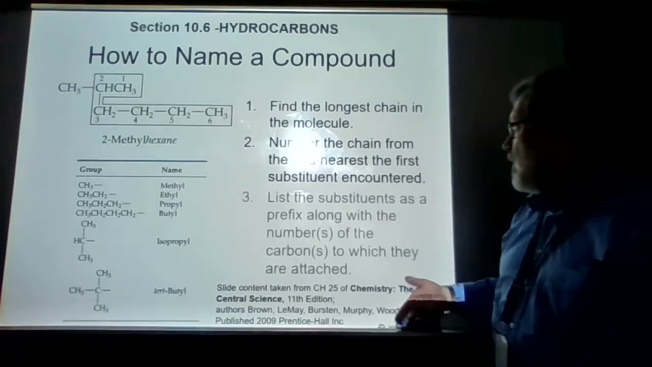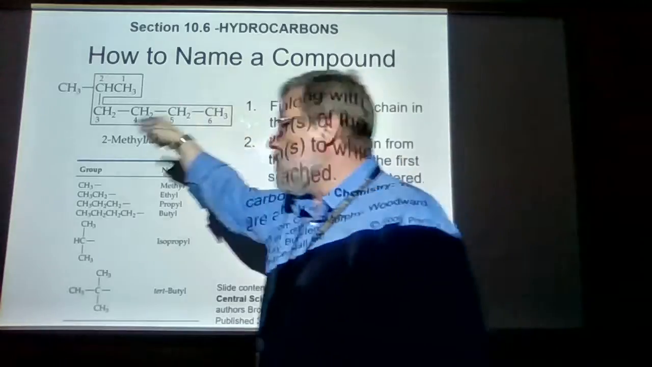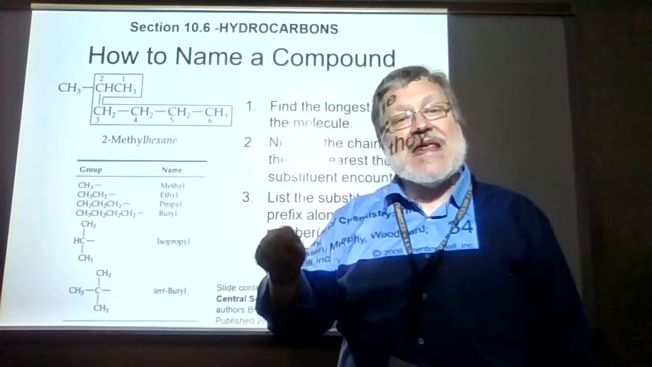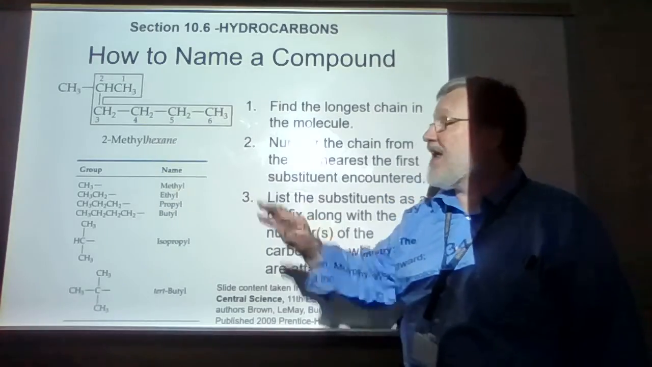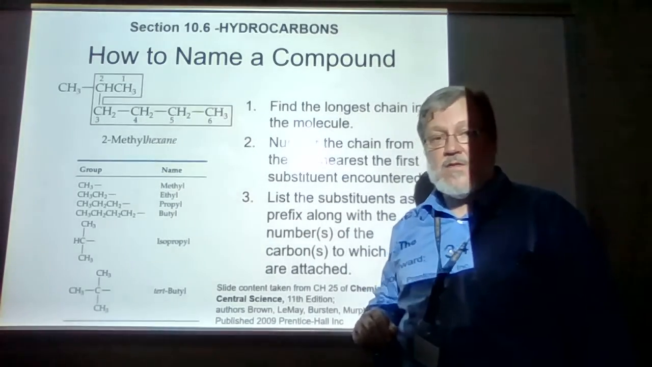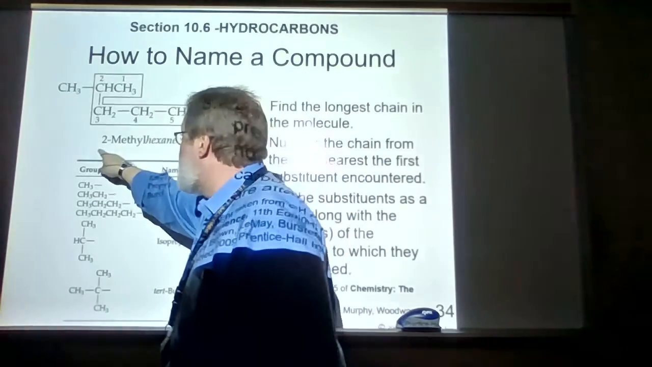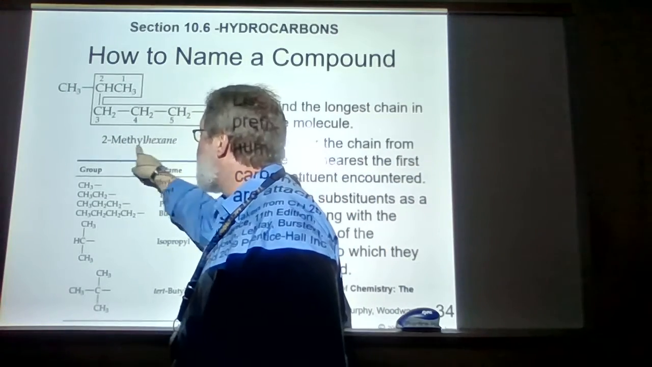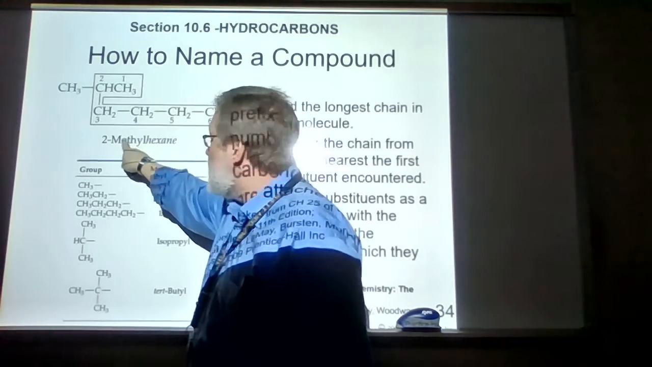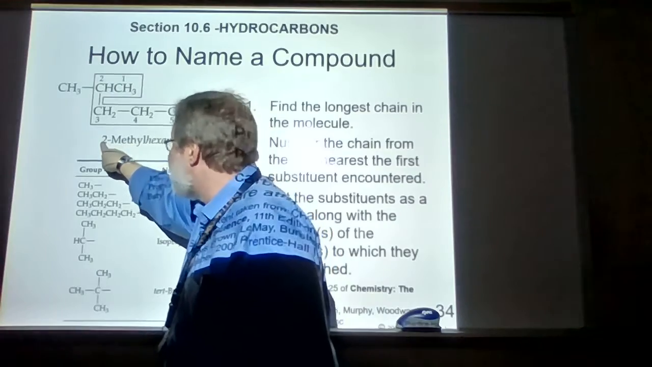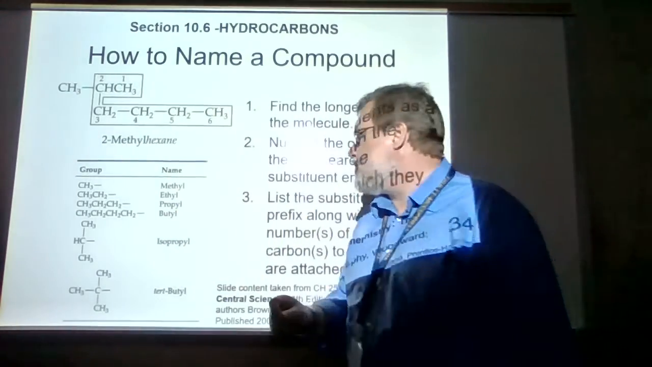Then we need to list, okay, what is it? It's a methyl group. Where is it? We need to use a number where along that 6 carbon chain that single carbon fragment is. So it is at the 2 position. So it's 2-methyl. Where is it? What is it? So we've got a single carbon fragment at the C2 position of a 6 carbon hexane system.